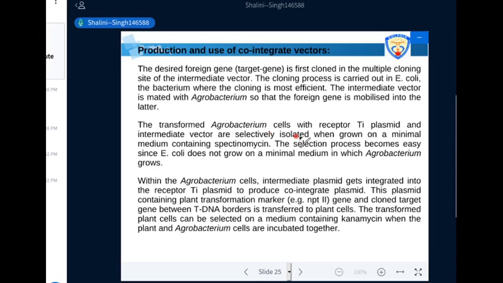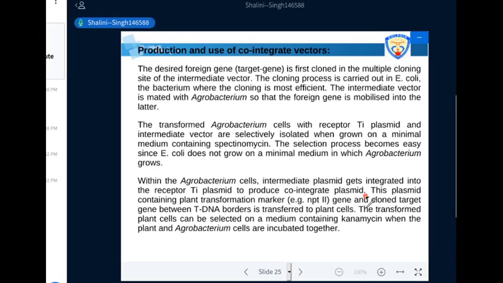Agrobacterium cells with the receptor TI plasmid and intermediate vector are selectively isolated when grown on a minimal medium containing spectinomycin. The selection process becomes easy since E. coli does not grow on a minimal medium in which Agrobacterium grows. Within the Agrobacterium cells, the intermediate plasmid gets integrated into the receptor TI plasmid to produce the co-integrate plasmid.